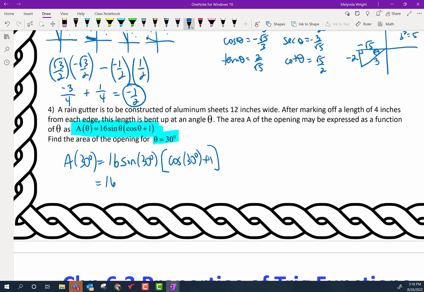Let's see, 30 degrees. Let's draw that out. So 30 degrees would be right here. So sine is y, so that would be shorter. Y is shorter, so this would be a half. And then multiply cosine of 30 degrees. It's longer along the x, so that's going to be root 3 over 2 plus 1.